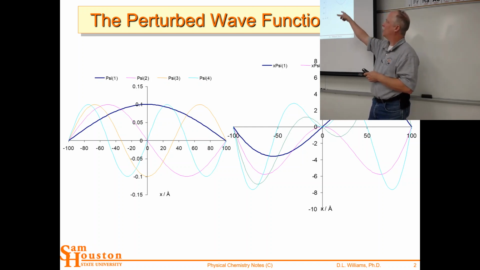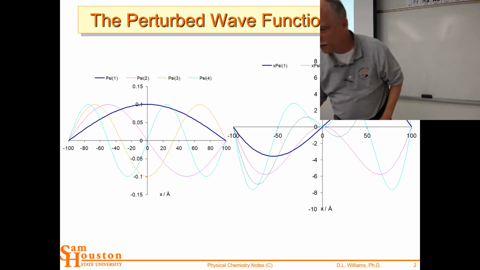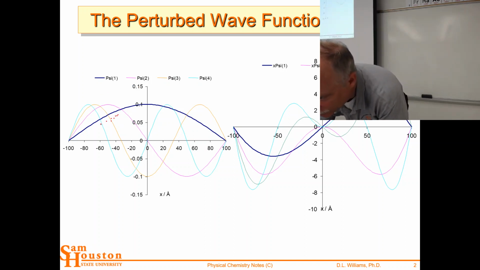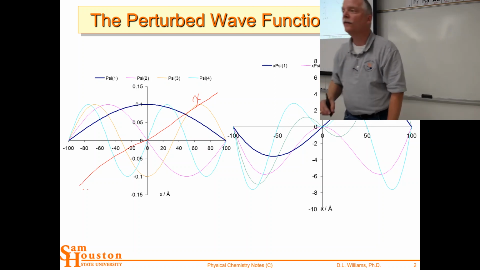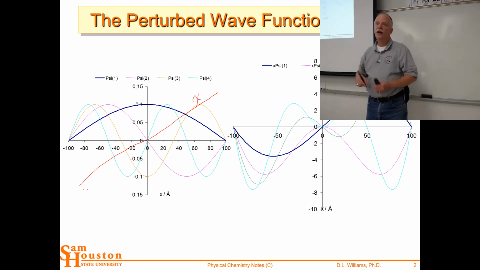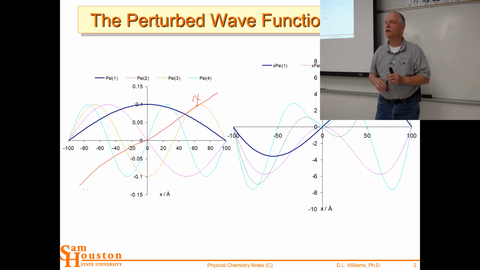So this dark blue line, the ground state wave function here, was even, and then we multiplied it by x, and x was odd, and so we had even times odd, and we end up with this odd function here. So this is our perturbed wave function x psi. So x times psi is being plotted on the right. And you'll see some of those same plots in your spreadsheet.